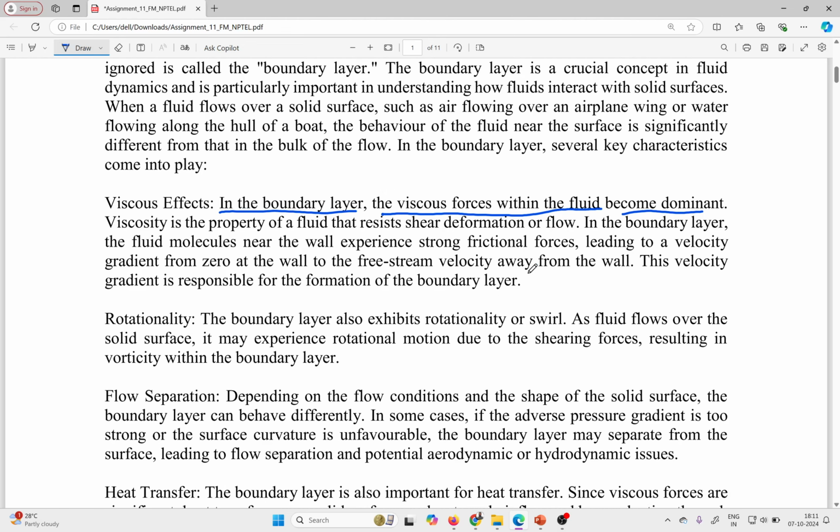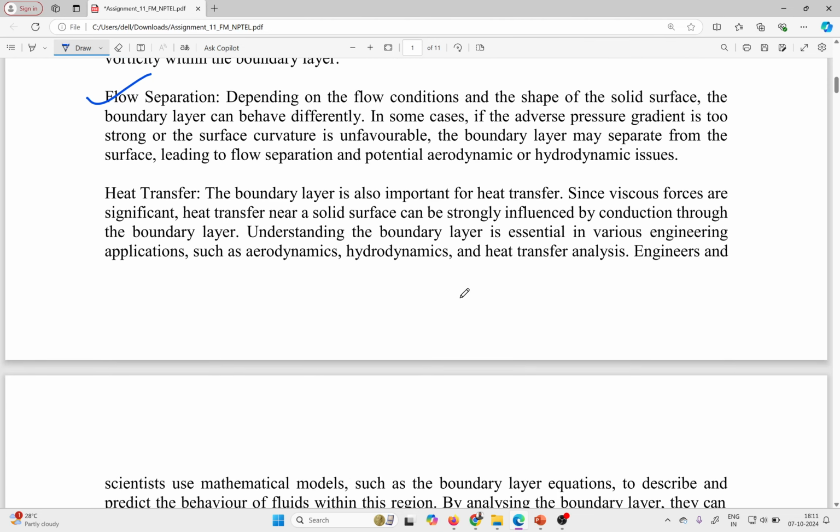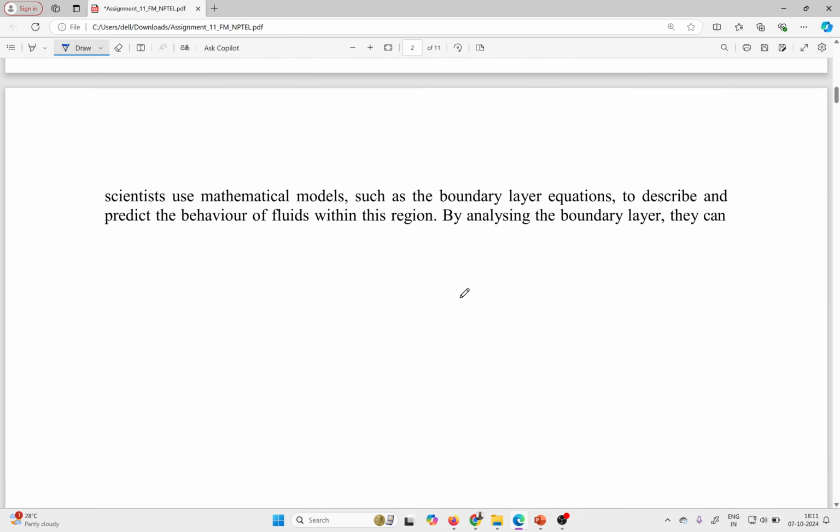So here I have written everything. What is rotationality? What is flow separation? I have also written here. About heat transfer I have also written. So one by one you can go through, and I will upload it in the folder. Now we'll move on to the next question.